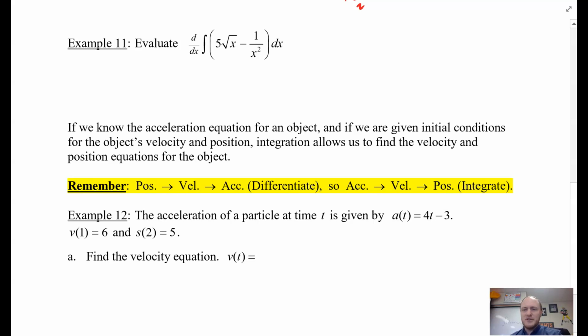The last thing I want to talk about, this one's kind of like a basic problem, but we will see these situations. So in 11, they say evaluate d dx of the integral of 5 times root x minus 1 over x squared dx. So I'm taking the derivative of an integral, okay? And when you get this, what happens is they just cancel each other out, right? They're inverses, they undo each other. So this answer would be 5 root x minus 1 over x squared. And that's your answer.